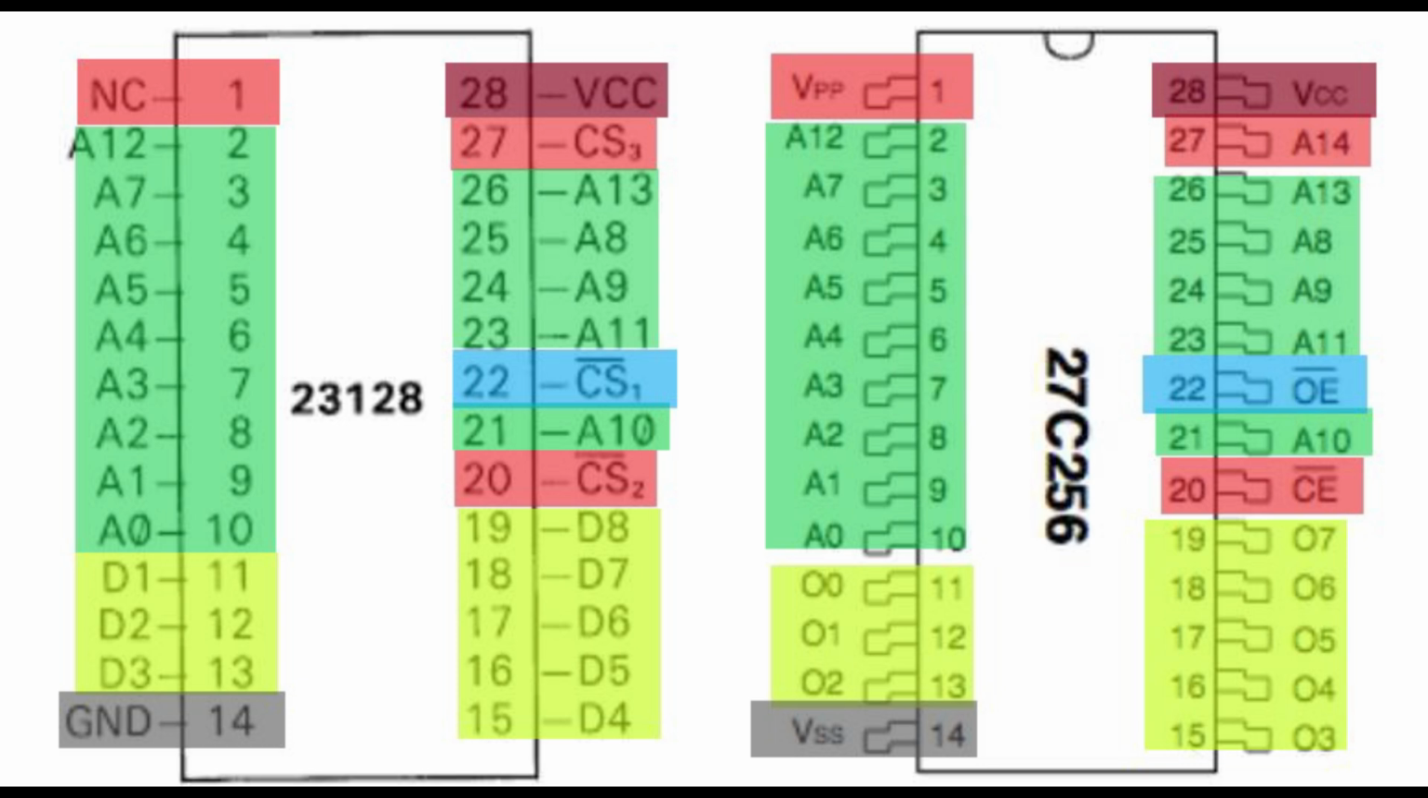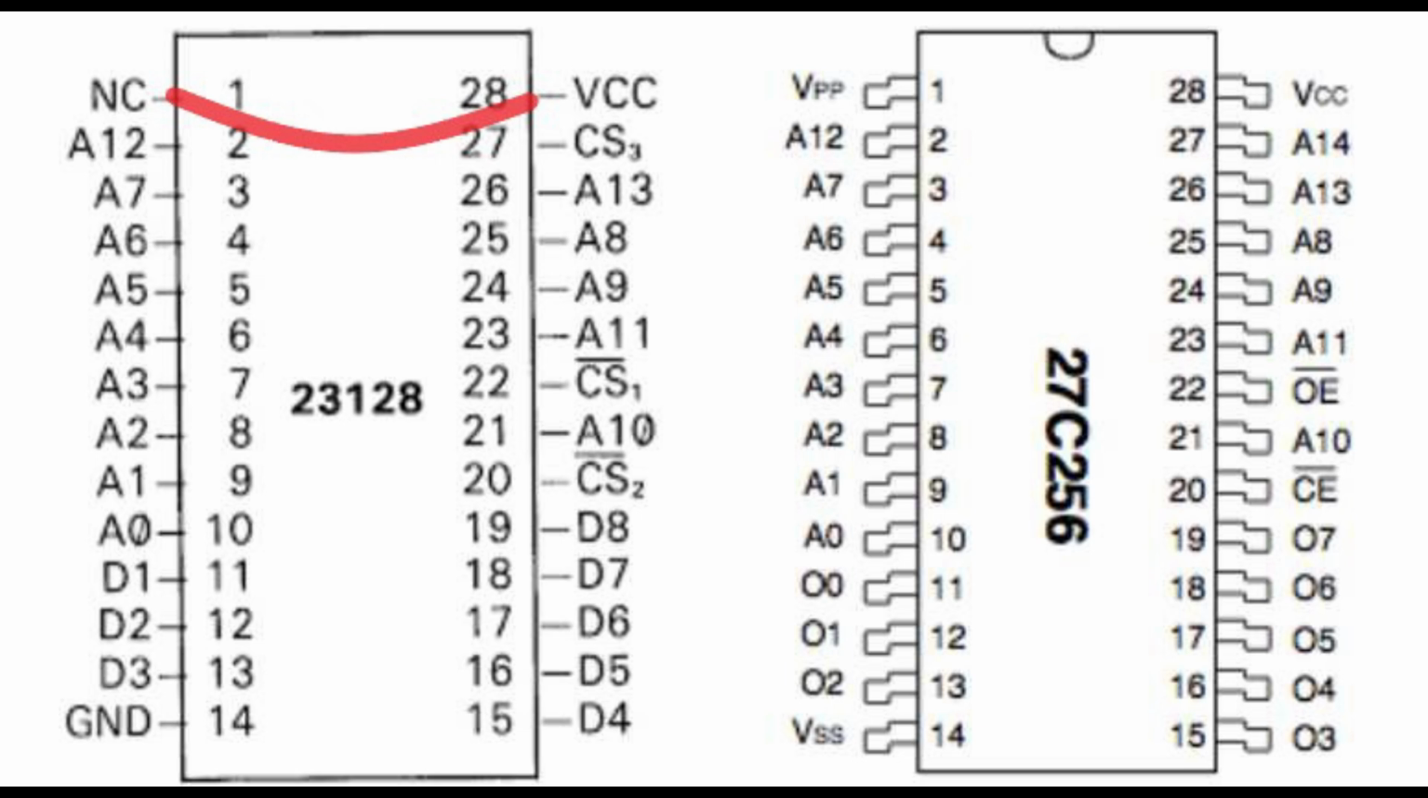First thing we need to do is connect VCC to pin 1, which is VPP, the programming voltage on the EEPROM. It doesn't matter that we're not giving it the programming voltage it needs to program, it just needs to be pulled up to 5V.